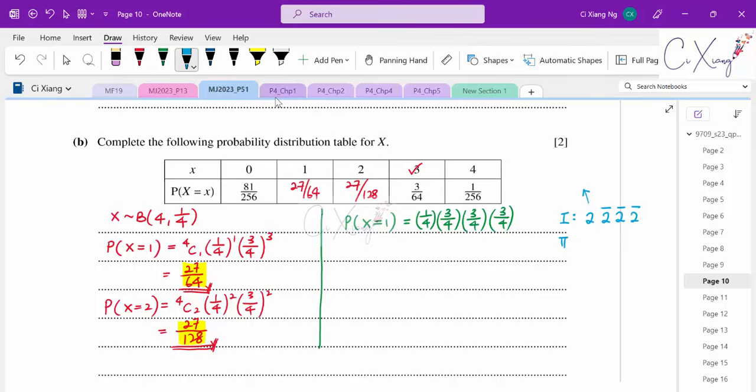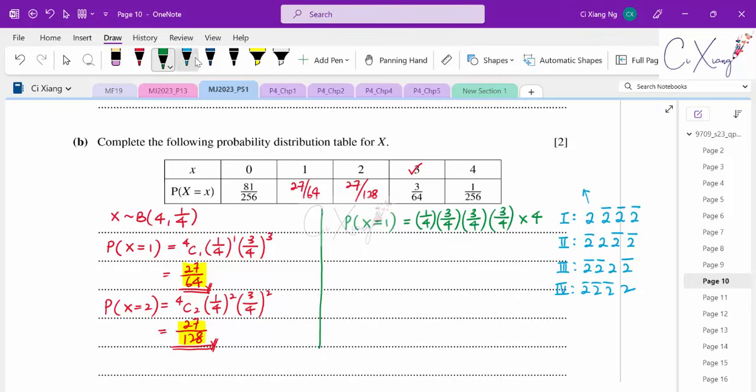But if I want only a 2 among all the 4 dices, this is not the only possible result, because we might have this case also. First one is non-2, second one is a 2, then the third and fourth are non-2. Then we have the third case, where I'm having non-2, non-2, 2, and non-2. And the fourth case will be non-2, non-2, non-2, and then a 2 here. If you list out all the possible arrangements, you realize that there are 4 different cases. Therefore, you can write 4.